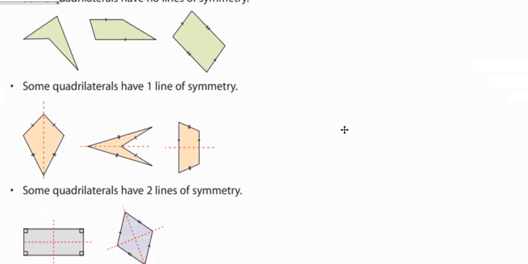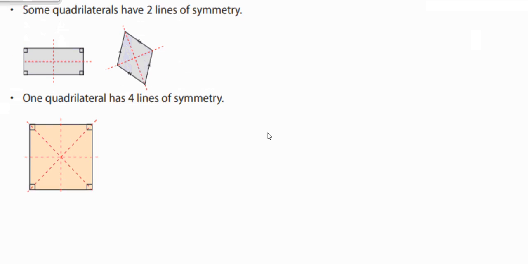Some have one line of symmetry. So I have 2 versions of a kite here, and those will have one line of symmetry. So that dotted line, if I were to fold down, it would line up. And I have a trapezoid, and if I were to fold down the middle here, they would line up.